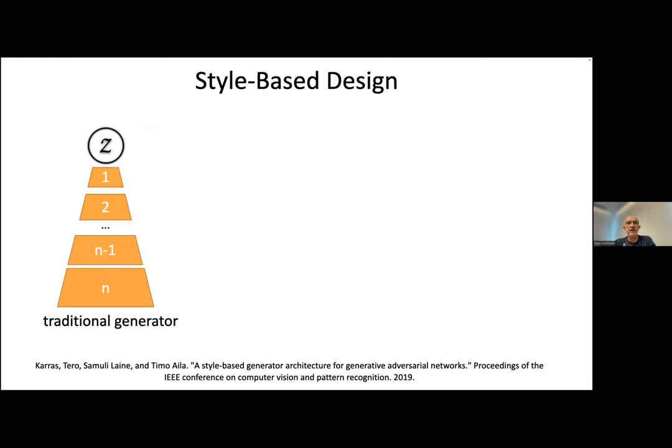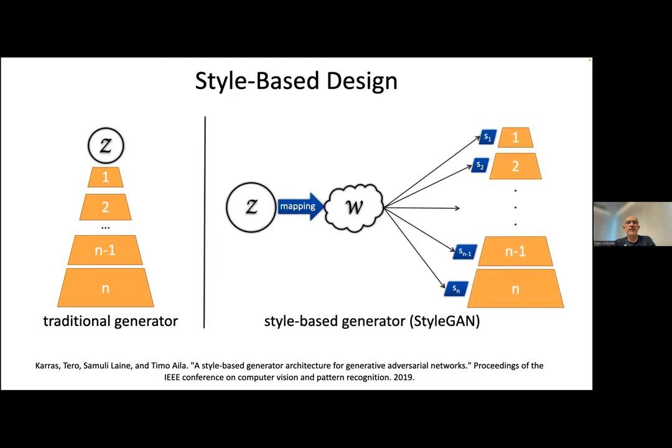Now the StyleGAN generator architecture is a bit different in the sense that before it starts operating on the random vector, which we call the latent code, it first maps it into another space. So if the original latent codes are just some uniformly distributed or normally distributed random vectors, we have another latent space, which is called the intermediate latent space, and usually it's denoted by W. And there is a mapping function that maps the latent vectors from the simple space to this intermediate latent space.